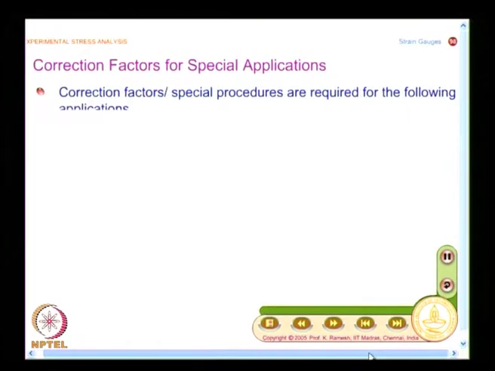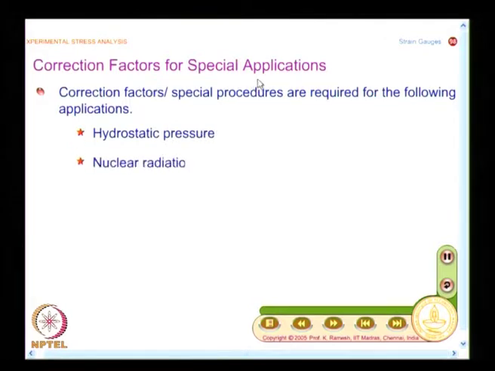Here the topic itself says what the correction factors are for special applications. You can't be doing strain gauge only for simple applications, you need to work and find out what happens inside a pressure vessel, because you all know from Lame's problem the inner surface of the pressure vessel is subjected to maximum amount of tensile stress.